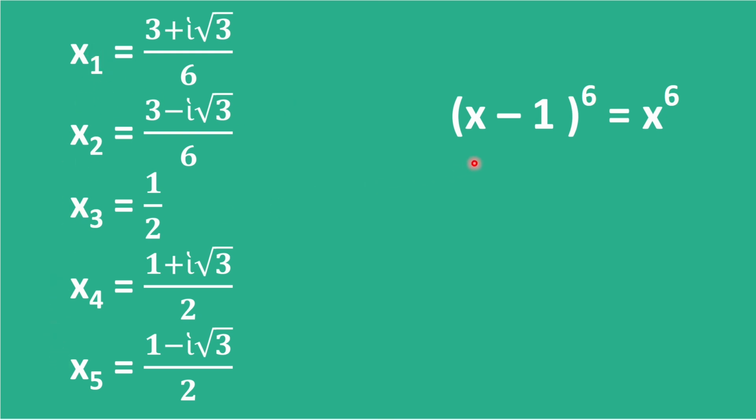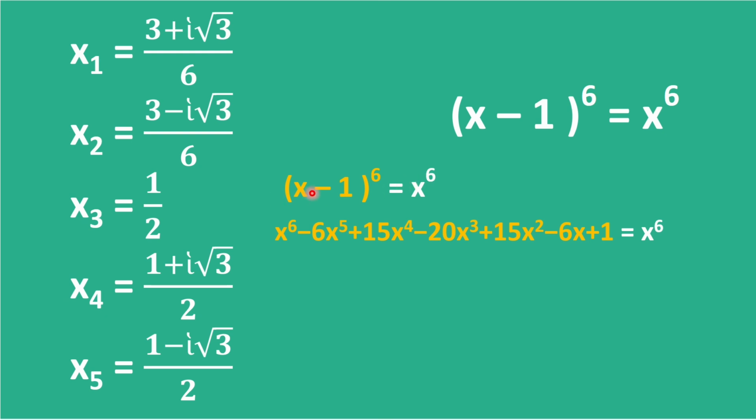So why do we have 5 roots? There is a special reason, and look at this. If we expand this x minus 1 all power 6 as a polynomial, we will get these values, and then this is equal to x power 6. So we can cancel this x power 6 and x power 6. So after cancelling x power 6 on both sides, this equation basically becomes of degree 5. So that's why we have 5 roots over here instead of 6 roots.